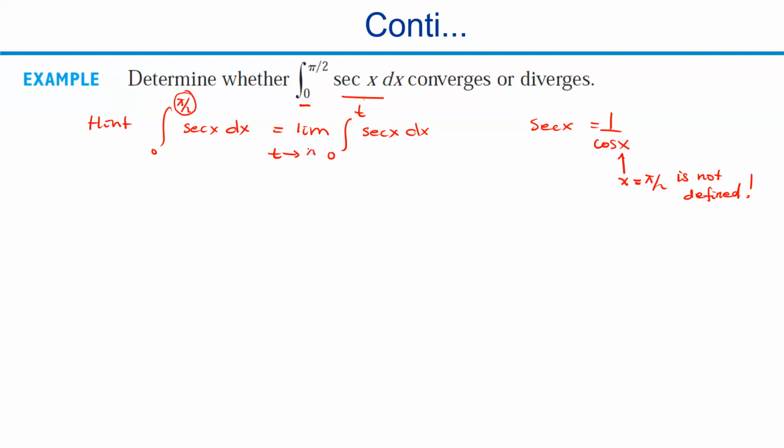Is that from the right or from the left? Just simply cross-check. Here you have 0, here you have pi over 2. So the option is approaching pi over 2 from the left side. And get the answer. If you obtain a single number, which is a real number, it is convergent. If it goes to infinity or minus infinity, the improper integral is divergent.